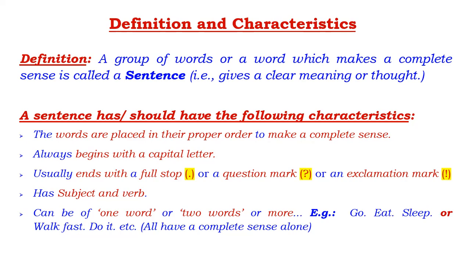Essentially, a sentence must have a few characteristics, and these are: number 1, the words of a sentence should be placed in order. It means in an appropriate or correct order to make a complete sense of what a person really means to say. Secondly, a sentence has to begin with a capital letter, that is, the first letter of the word a sentence begins with should be a capital letter.